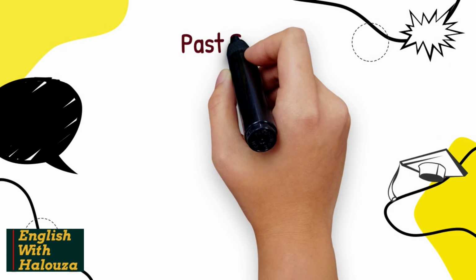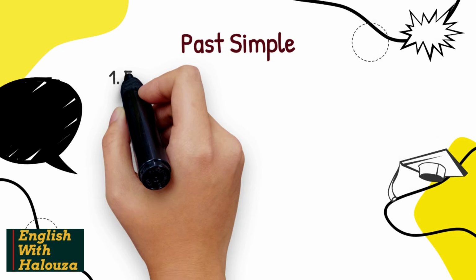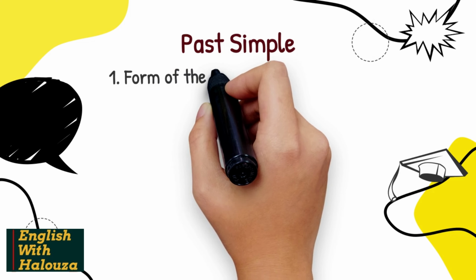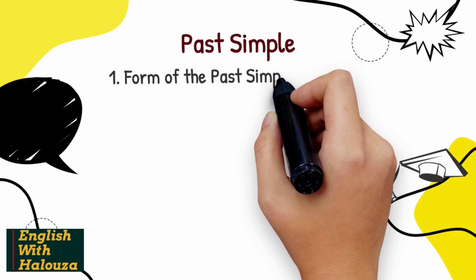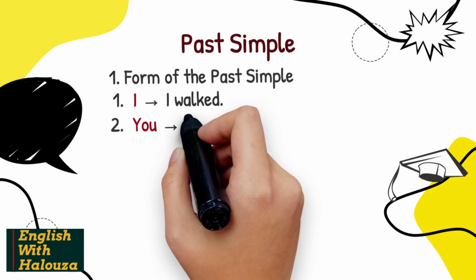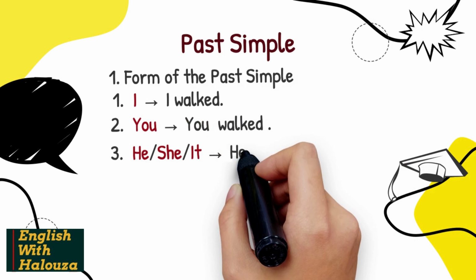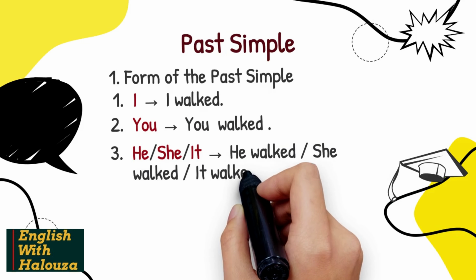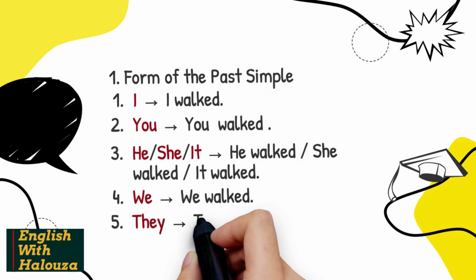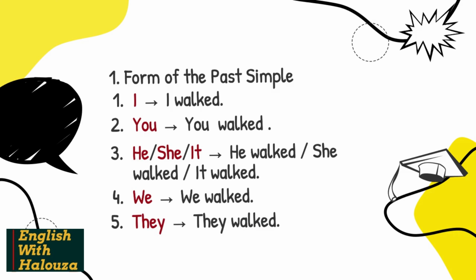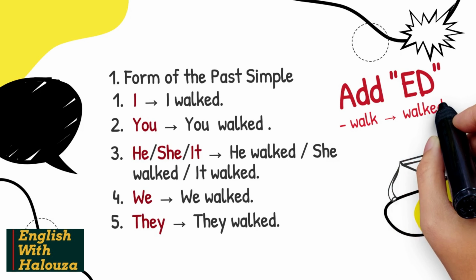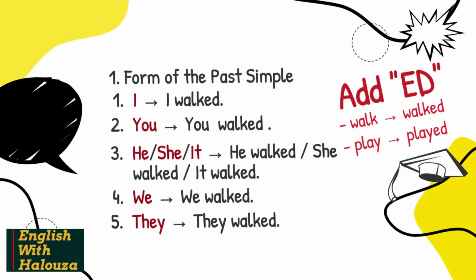Let's begin with the past simple. Here's how the verb looks for all pronouns. I walked. You walked. He walked. She walked. It walked. We walked. They walked. The rule is simple. For regular verbs, add ed to the base verb. For example, walk, walked. Play, played.